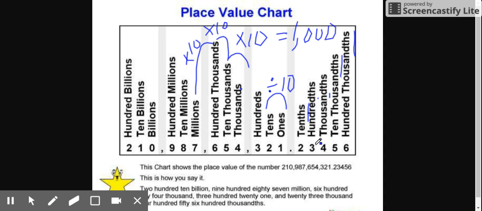So create three numbers that go at least to the thousandths place and write these numbers in word form and expanded form. And if you need to review that, go watch the first video that talked about writing in word form and expanded form.